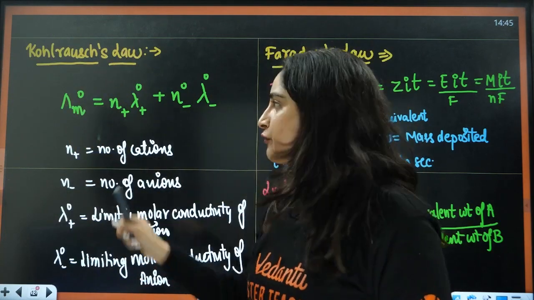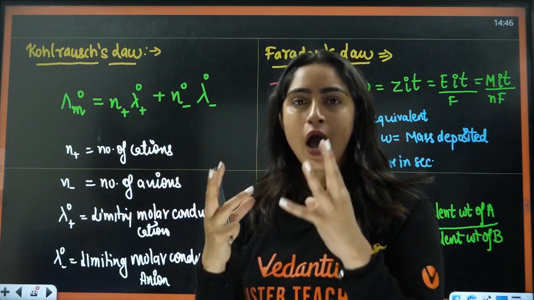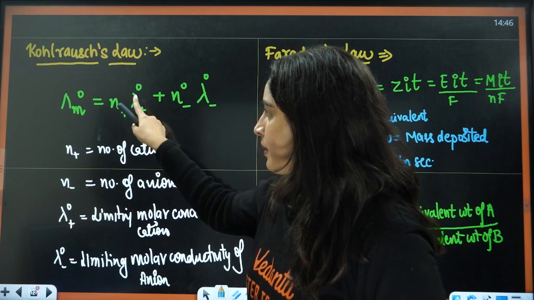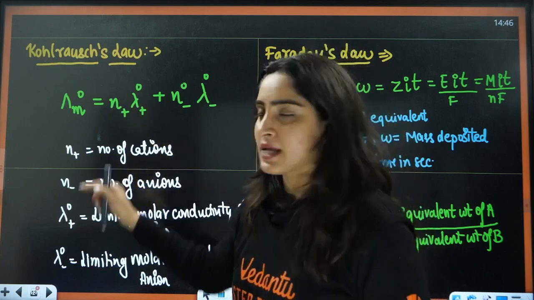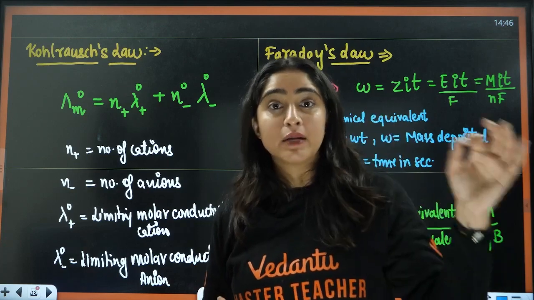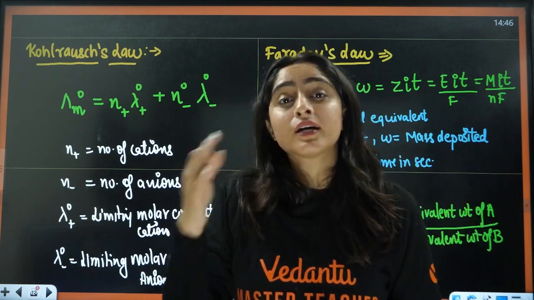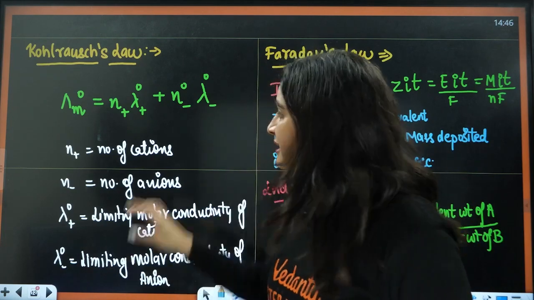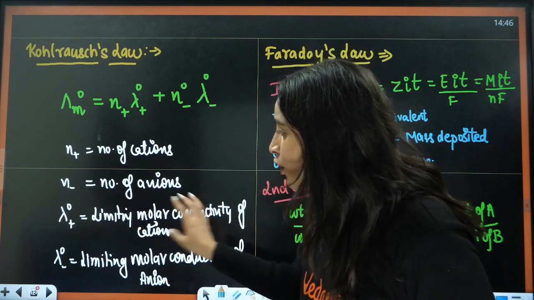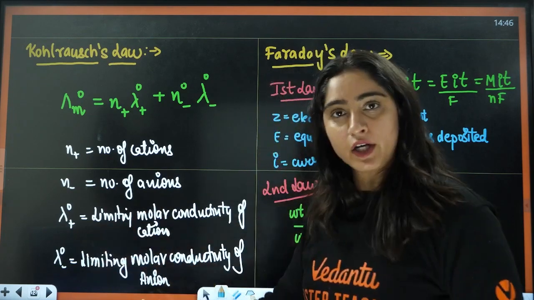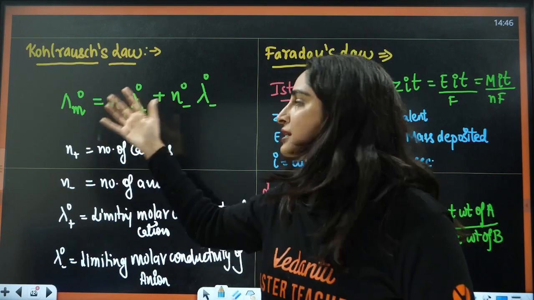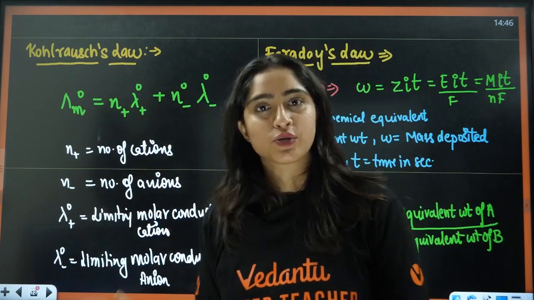This simply says that if you have an ionic compound, then the molar conductivity at infinite dilution will be equal to the sum of the molar conductivities of the individual ions: the limiting molar conductivity of the cation and the limiting molar conductivity of the anion. What is this n? This represents the number of cations and anions that it dissociates into.